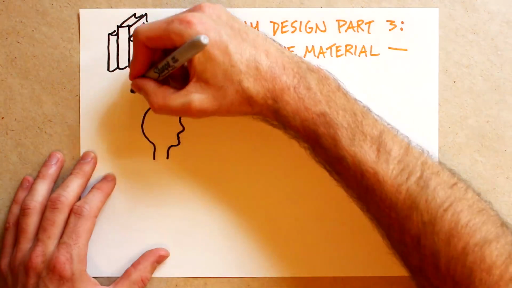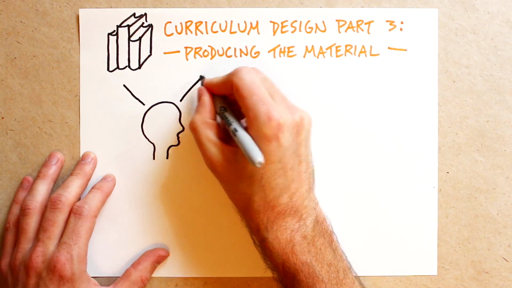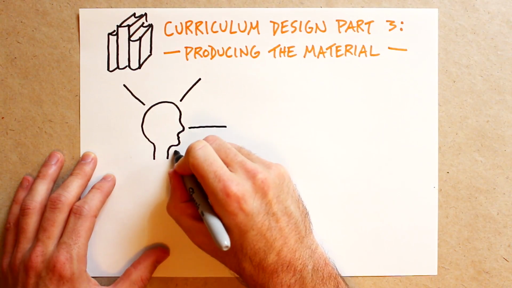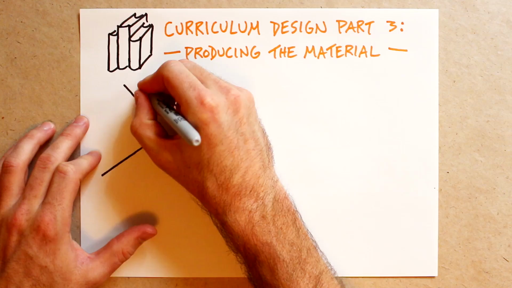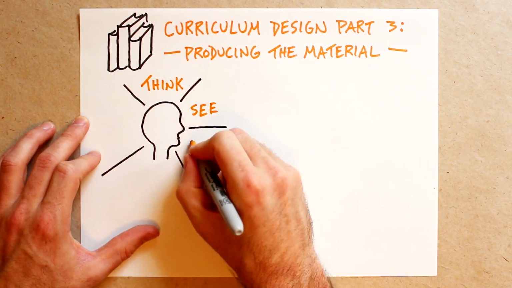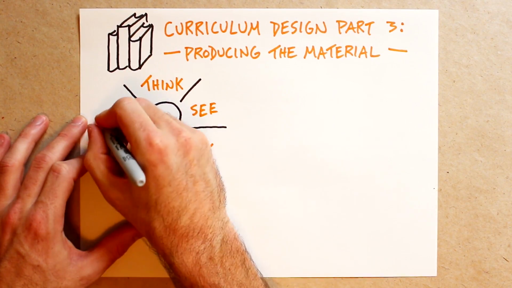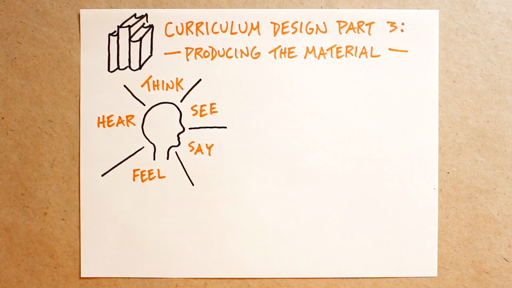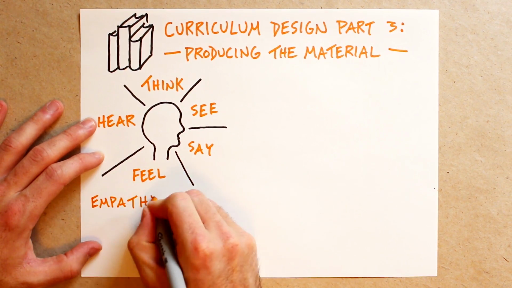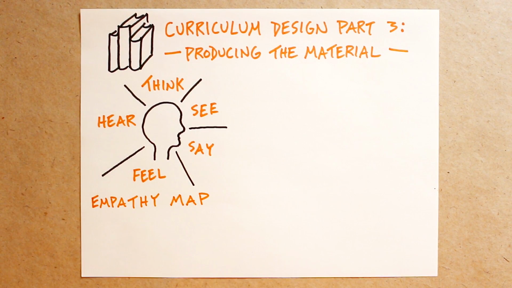Then around that person's head, you break it up into sections. And those sections represent what that person is thinking, what that person is seeing, what they are saying, what they are feeling, and what they are hearing. And your task is to fill each of those sections with what your student or your students are actually thinking. What's going on inside their head? What are they seeing? What's their experience like? What things are they saying? And what things are they feeling and hearing from others?